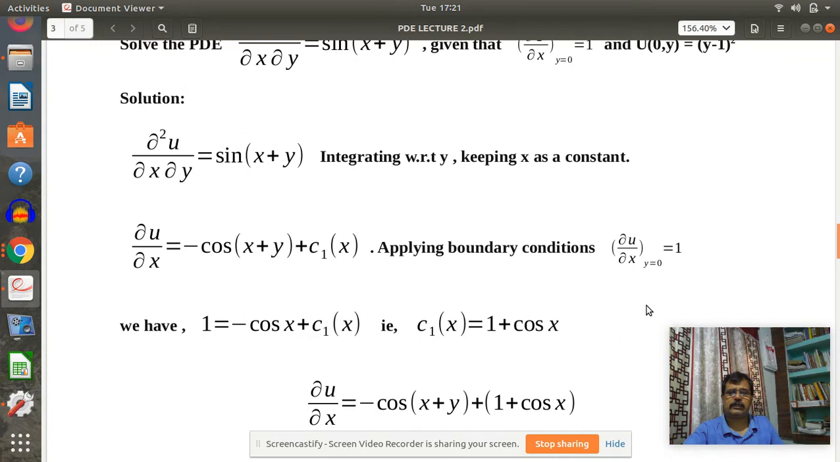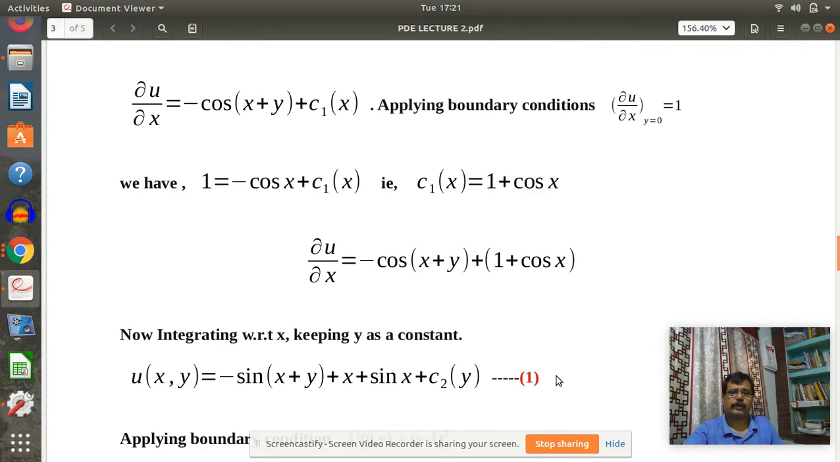Applying the boundary condition ∂u/∂x at y equal to 0 equal to 1, we get 1 equal to minus cos of x, since y is 0, plus c1 of x. This implies that c1 of x equal to 1 plus cos x. So we get the value of c1 of x as 1 plus cos x after applying the first boundary condition. So what is ∂u/∂x? Minus cos of (x plus y) plus 1 plus cos x. Is it clear? So that is ∂u/∂x.